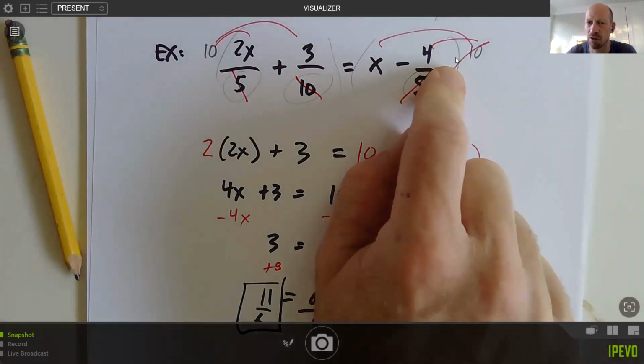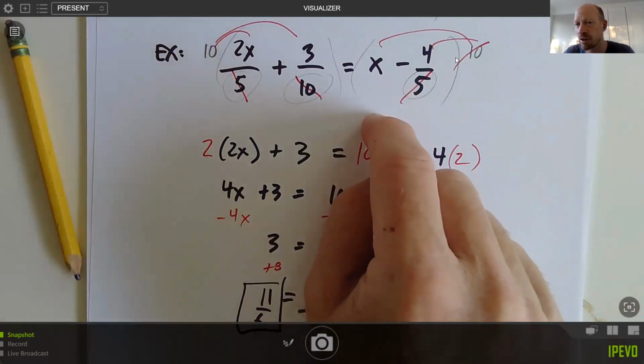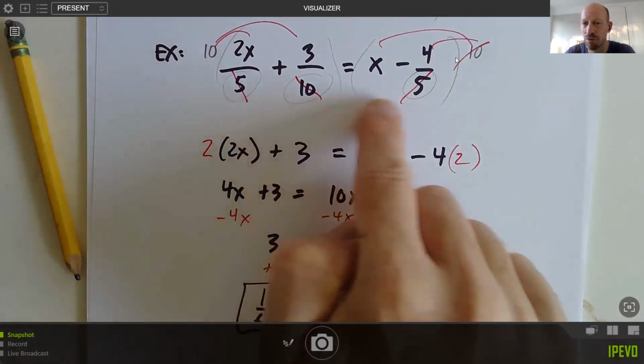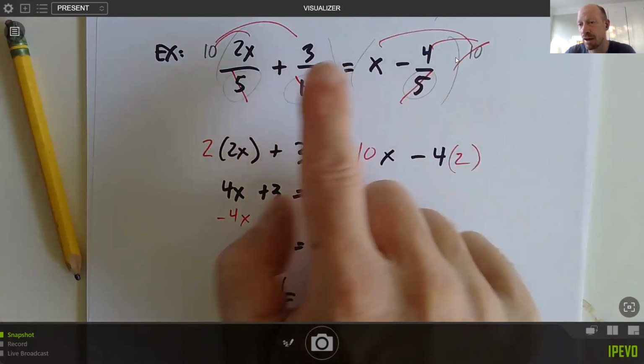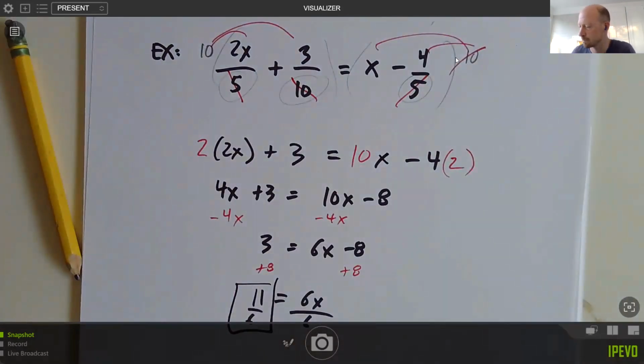So I would always encourage you, and I do this for algebra, college algebra and calculus courses, if you have an equation with fractions, get rid of the fractions. It's just a good standard approach.